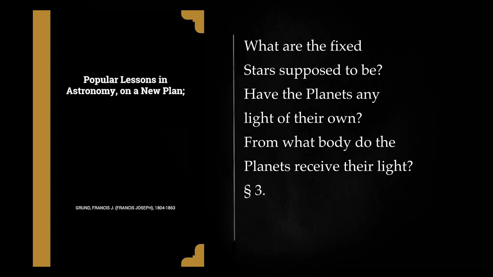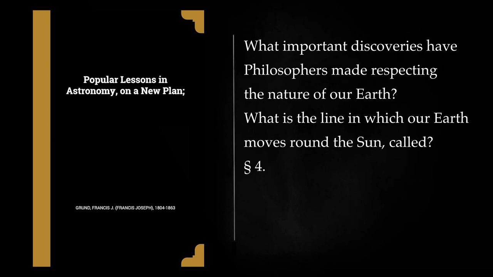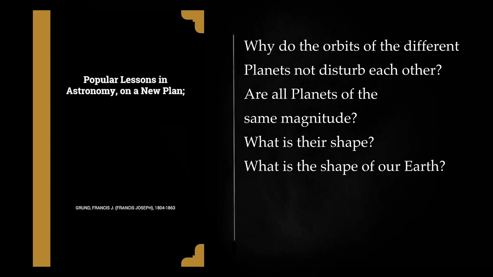What are the fixed stars supposed to be? Have the planets any light of their own? From what body do the planets receive their light? Section 3. What important discoveries have philosophers made respecting the nature of our Earth? What is the line in which our Earth moves round the sun, called? Section 4. Why do the orbits of the different planets not disturb each other?